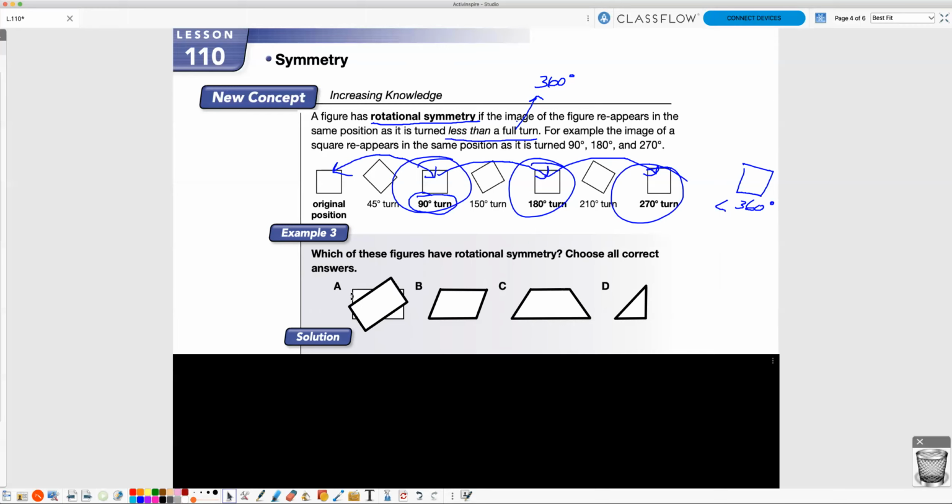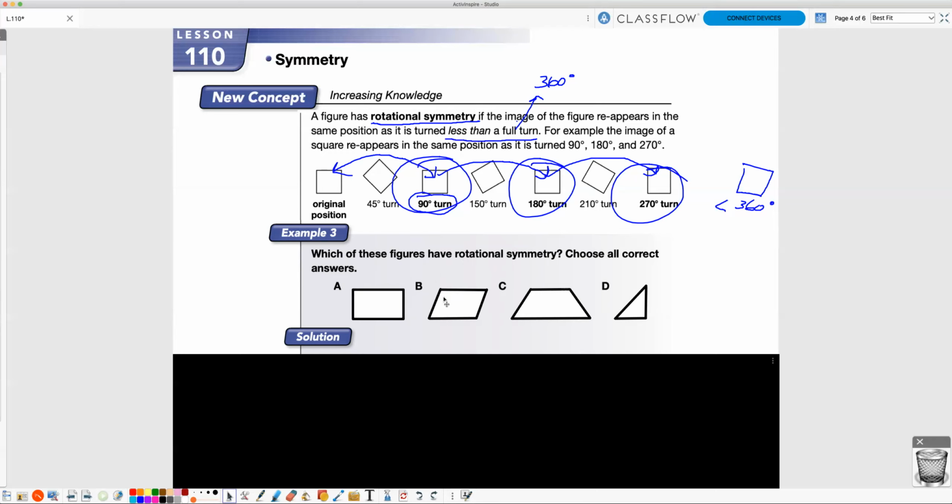Well, that's 360. So it goes 180 and 360. That would be considered... So there's 180 there, and there's 360. So we're back to the original position, but it happened before 360. So because of that, we've got rotational symmetry on that one.